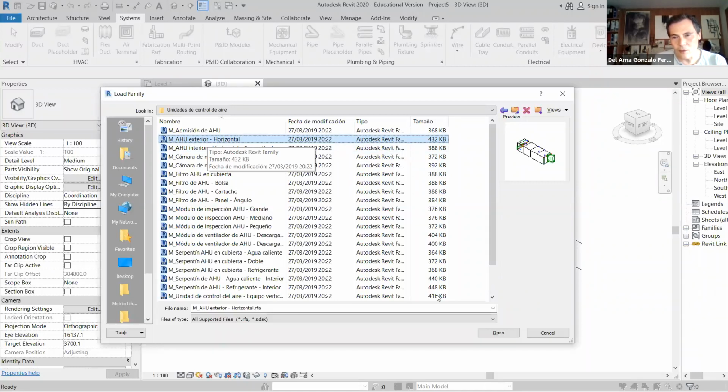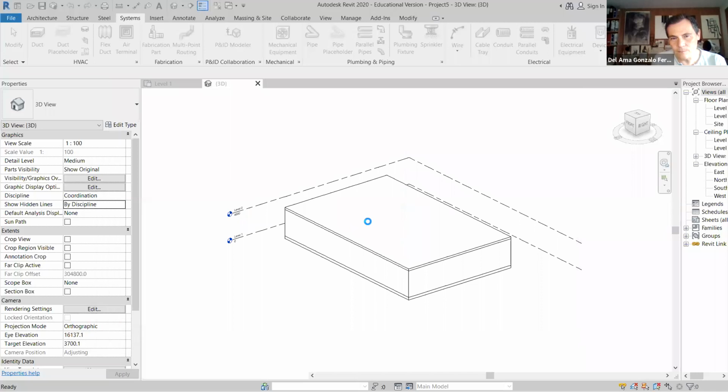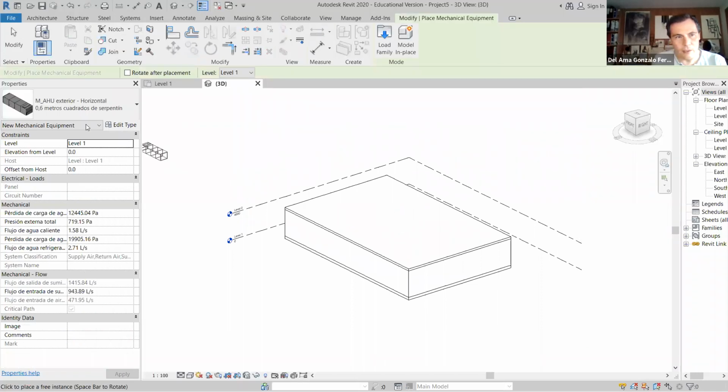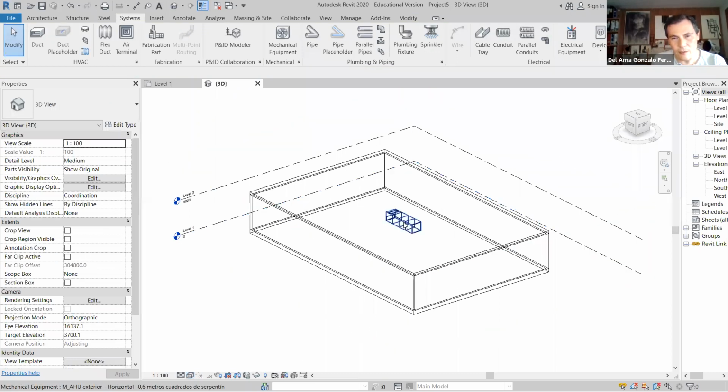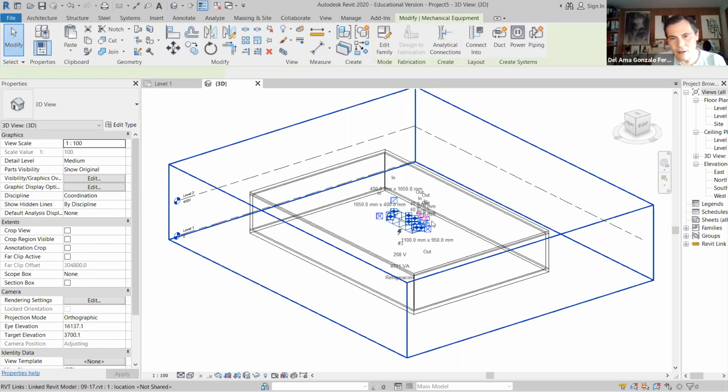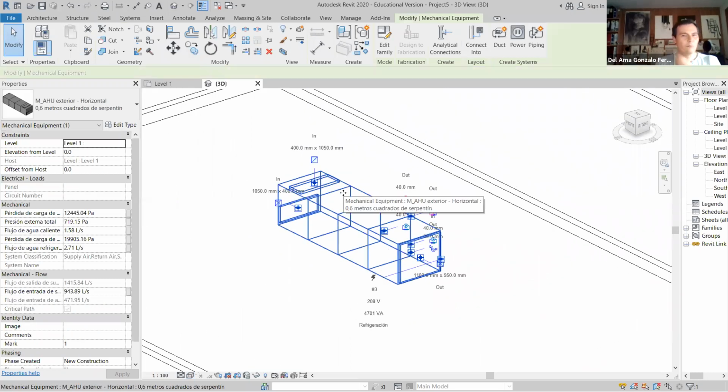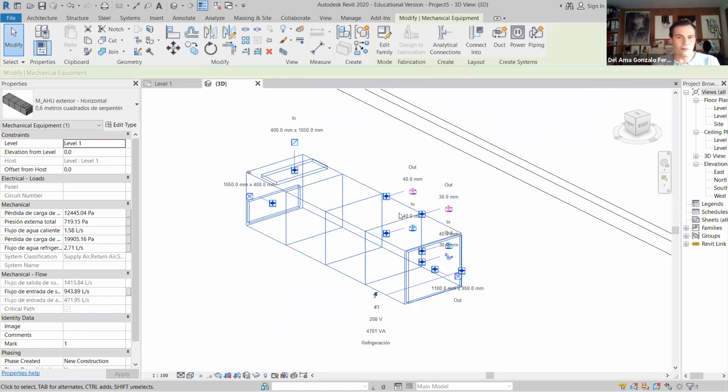Okay, so if you open this element, here we have the exterior air handling unit, horizontal, and place it somewhere. There you go. And you see that, I will make it wireframe. You see that when we select this, there are a lot of points, and those points are connections. So from those points, I can draw air ducts, water pipes, whatever.